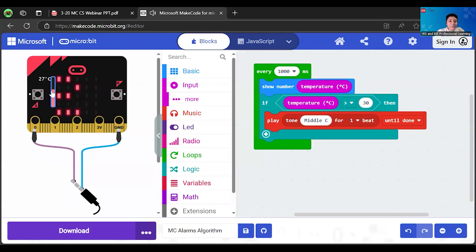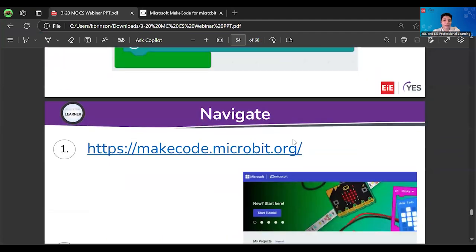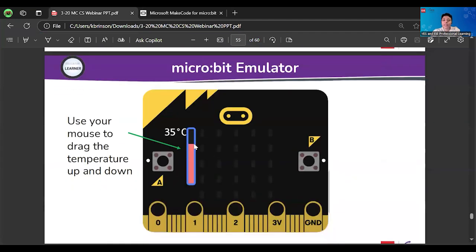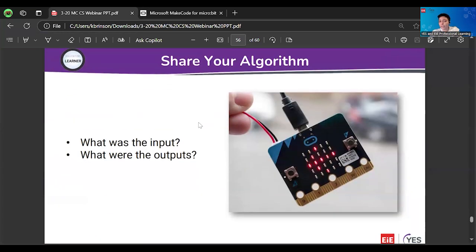So I'm going to pull the temperature back down so it doesn't keep doing that to us as a background. But this is just a demo for them so that they understand that they could adapt this and add other parameters if they would like. So at this point, they're instructed to head on over to MakeCode themselves. They can test it by dragging the temperature up and down. And then they get to make their own algorithm and share that out.